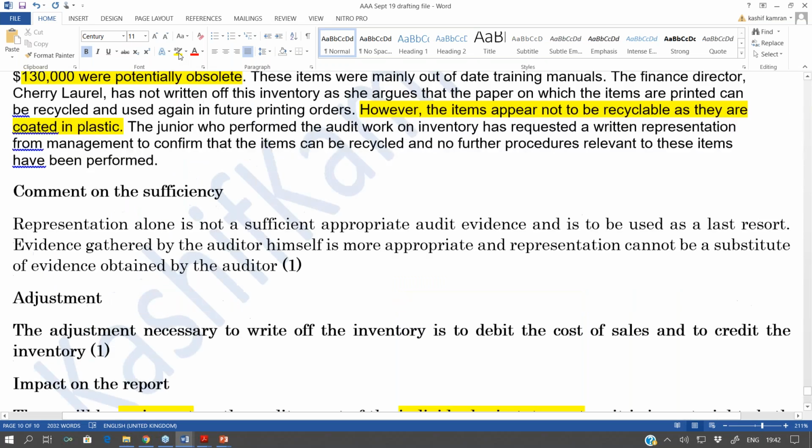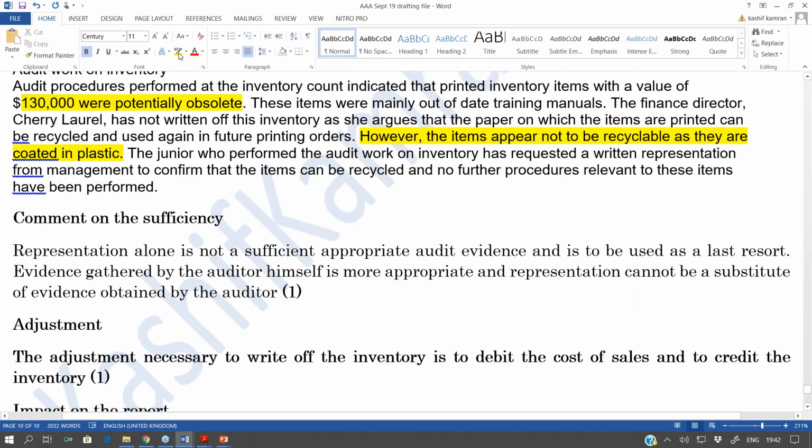Okay. Now there is a problem in this question, right? Management is saying that the items can be recycled, and the auditor is saying the items cannot be recycled. So should we contact an expert in recycling and ask whether these items can be recycled or not? Can we contact an independent person here, like an expert in recycling? So should we write a procedure?